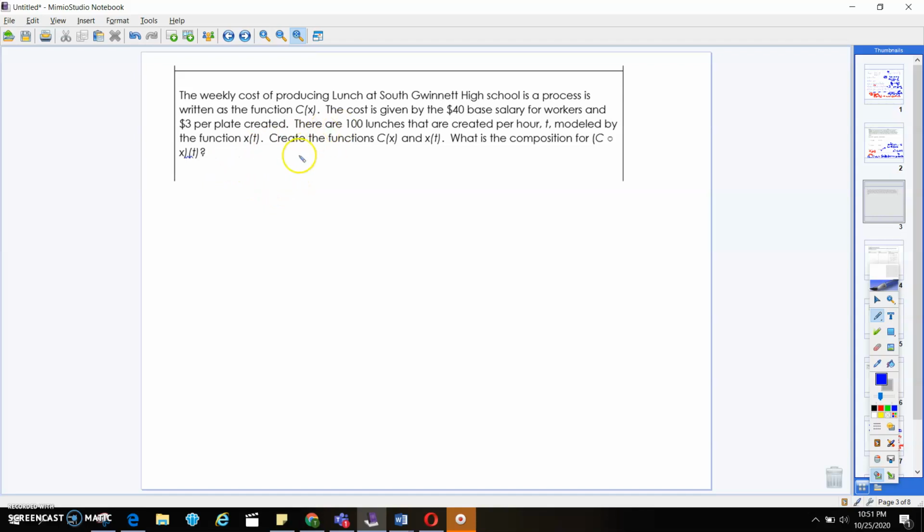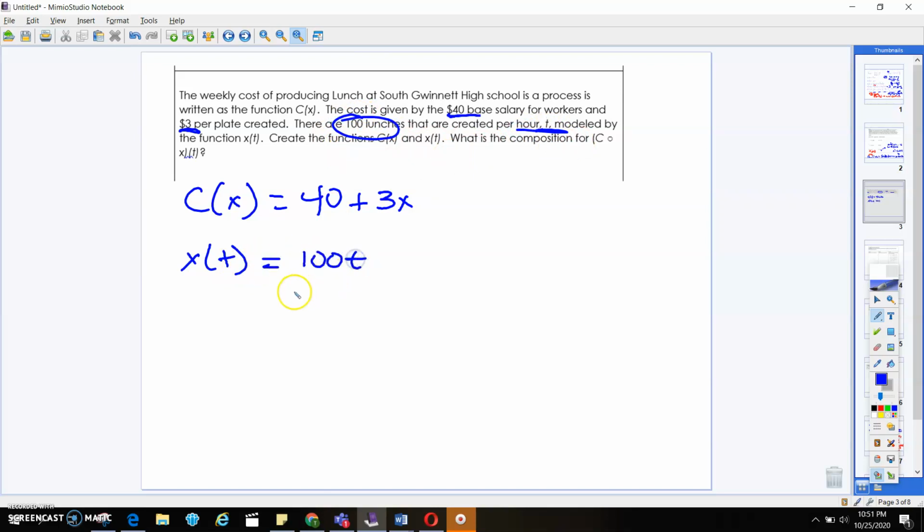So let's start with c of x. So this first little sentence. Okay, so c of x. We get a base salary of $40. If we don't make any kind of plate creation, we're going to have $40. That's how much we're going to make. But if we do any kind of plate production, we're going to do 3 times x. x is going to represent each plate. Now let's talk about x of t. We've got 100 lunches that are created per hour t. So we've got 100 lunches per hour t.